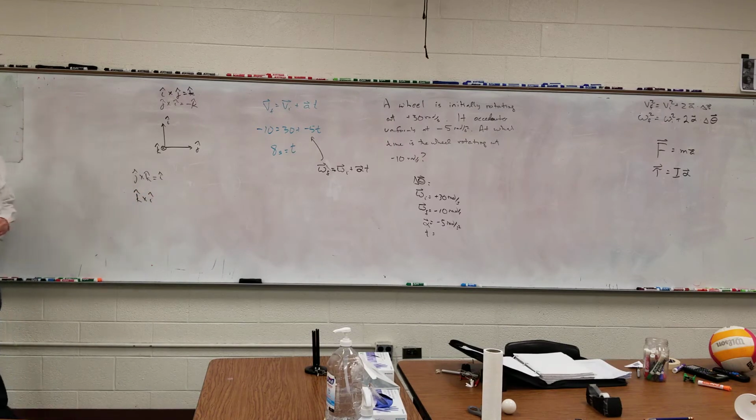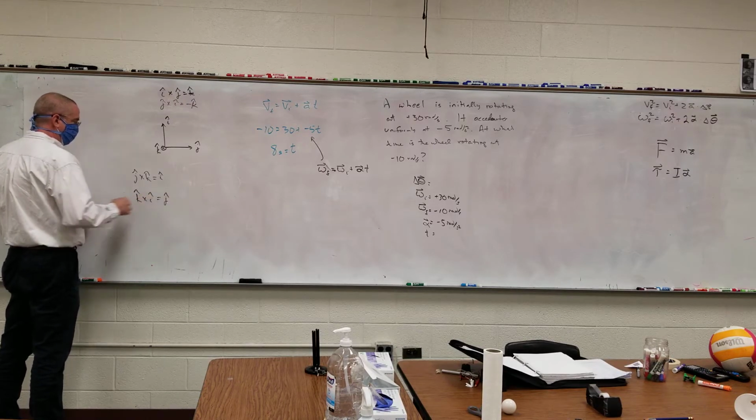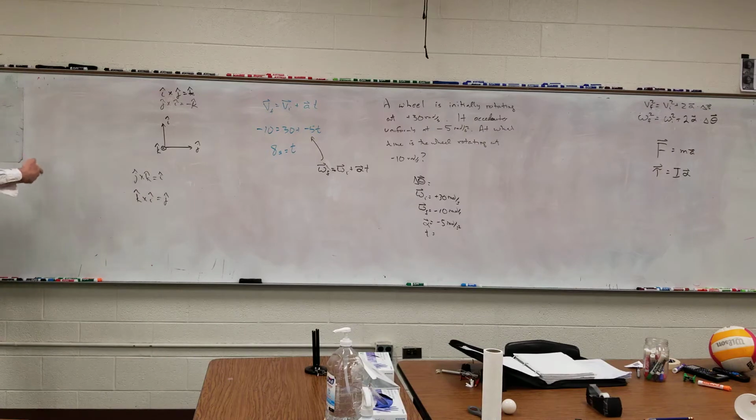k cross i is j. k is into the board, i is up, my thumb points to the right. If your thumb points really far back, it still does not change the direction. Your abnormalities in your hand do not force mathematics a different way. This is just a trick.